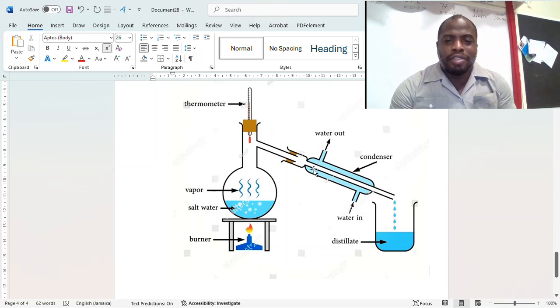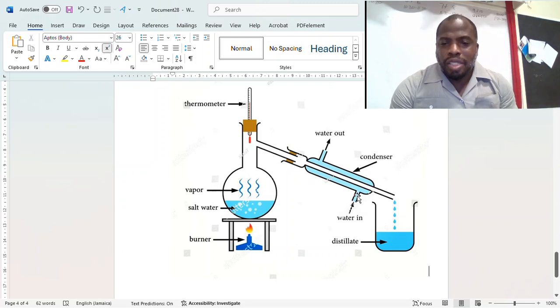This is the part that is critical to the simple distillation. Now we have water which is cool going in. Also very important, look at where the water goes in and out. The in is at the bottom, the out is at the top.